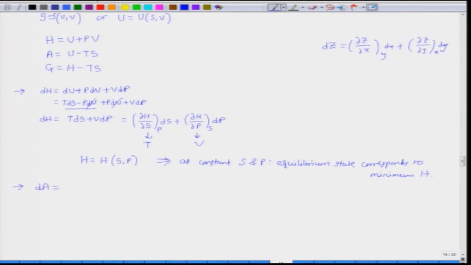If you take the differential of A, you have dU minus T dS minus S dT, substitute for dU, T dS minus P dV, so T dS minus T dS minus S dT is equal to, it cancels, minus S dT minus P dV. And so we know that A can be expressed as a function of T and V. And with this we can express the criterion of equilibrium. So at constant temperature and volume, the equilibrium state corresponds to minimum Helmholtz free energy.